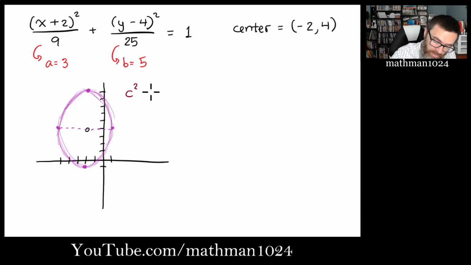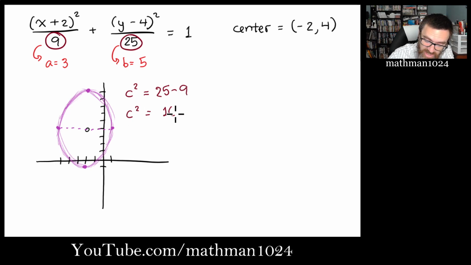So start with c squared. C squared is the difference of these two guys here and here. Do the large one, and then minus the small one. So 25 minus 9 is equal to 16, which means c equals 4. And remember that c value is used to determine how far off from the center your foci are located. So since it's 4, and we're stretched in the y direction, that means we could go up 4 units here to have one focus, and then go down 4 units here to have the other focus.